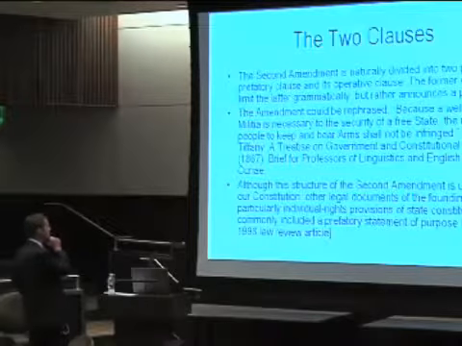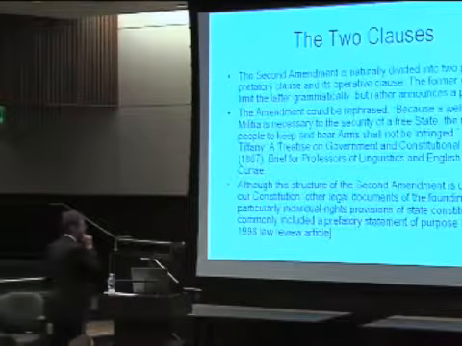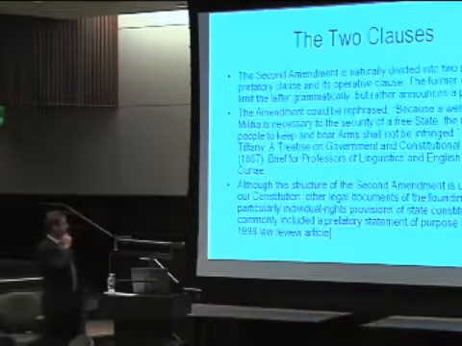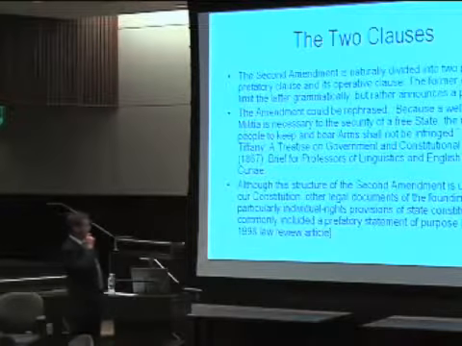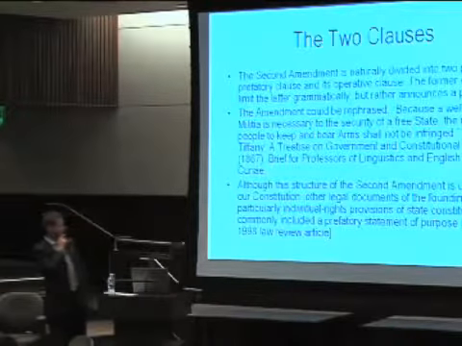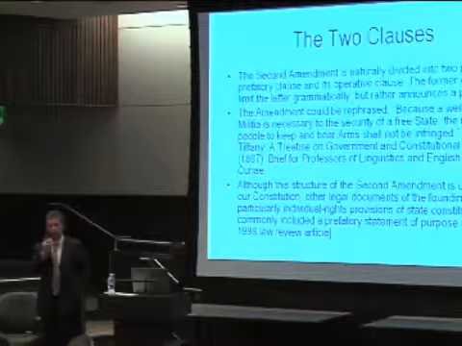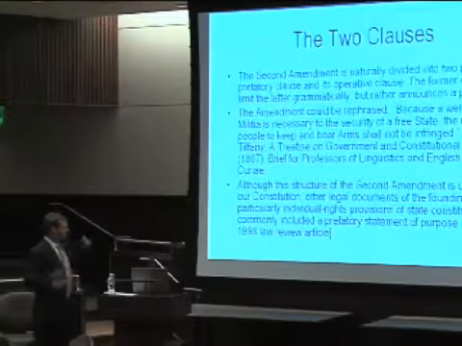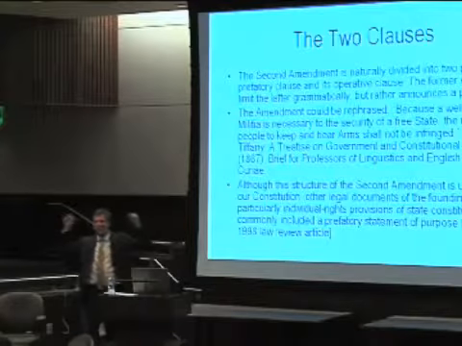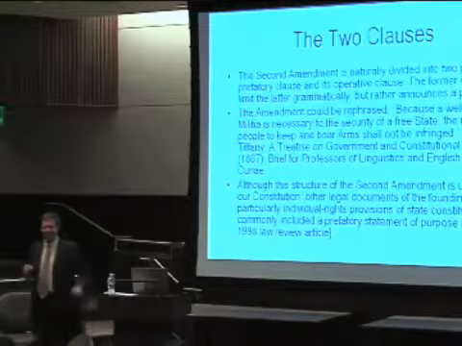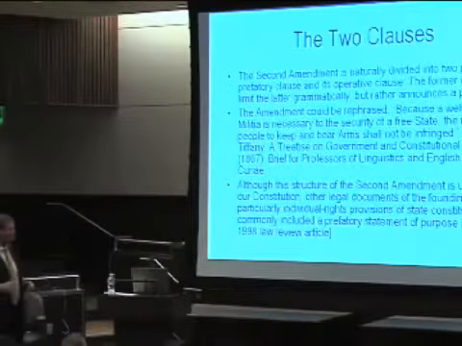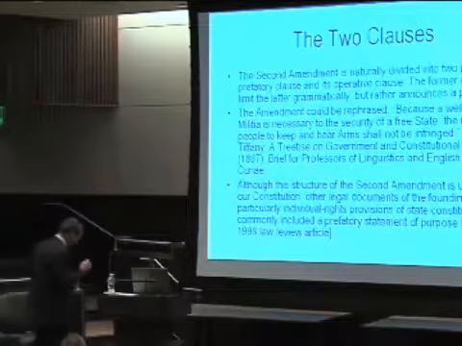Then it says, although this structure of the Second Amendment is unique in our Constitution, other legal documents in the founding era, particularly individual rights provisions of state constitutions, commonly included a preparatory statement of purpose, citing a 1998 law review. So a couple of things. One is, law professors get cited by the Supreme Court. We have a whole slide on that. You can see it's very important to people in our profession.